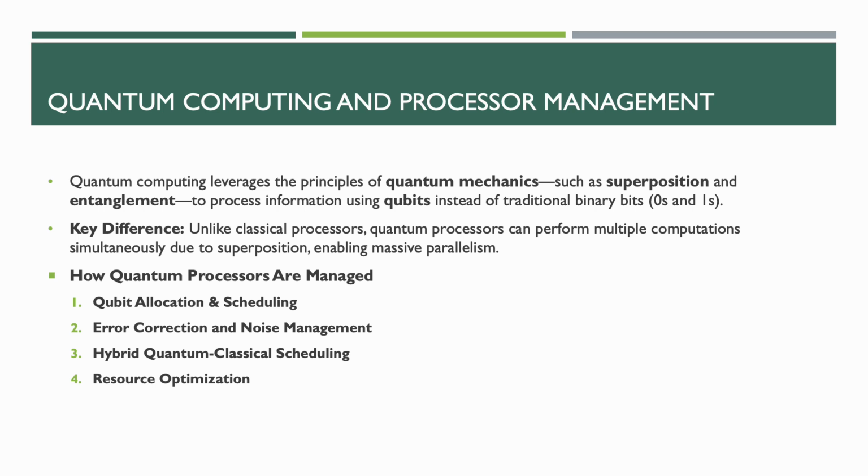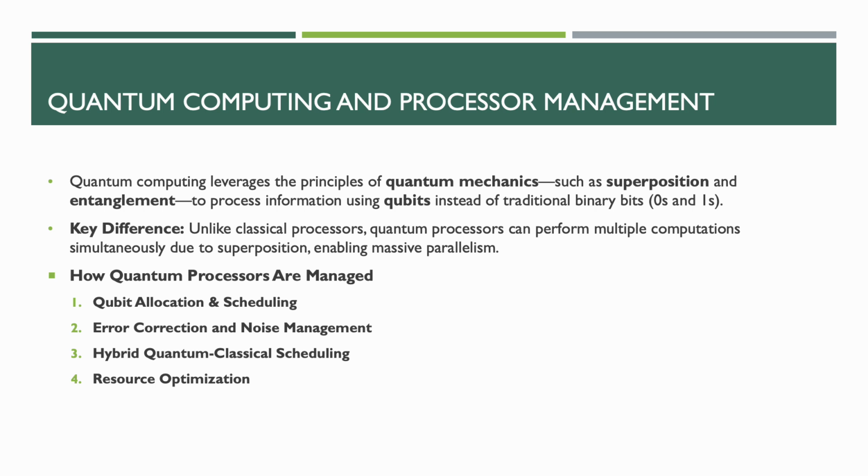So, how are quantum processors managed? First of all, qubit allocation and scheduling. Unlike classical CPU scheduling, quantum scheduling optimizes qubit usage to maximize computational efficiency. Qubits must be carefully assigned to prevent decoherence, a phenomenon where quantum states collapse due to environmental interference. Then error correction and noise management. Quantum computing is highly sensitive to noise, requiring quantum error correction to maintain accuracy.